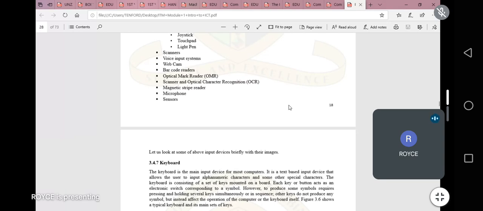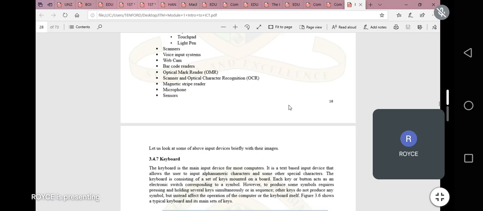You can just pay attention to the common ones so that you're able to remember them when they say, give maybe list four input devices. You have to at least pay attention to the common ones that you won't forget. For instance, the scanners, the microphone, the sensors, the keyboard, the mouse. We're already familiar with the keyboard. So basically that's it about input devices.